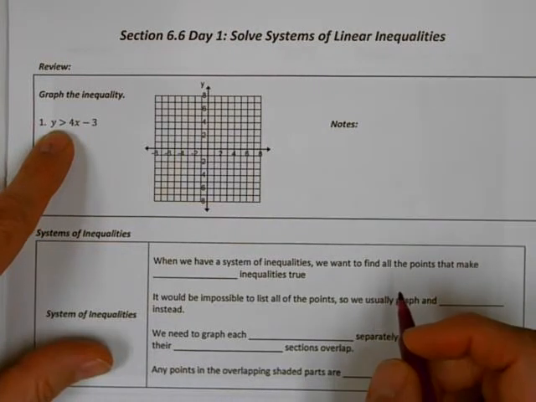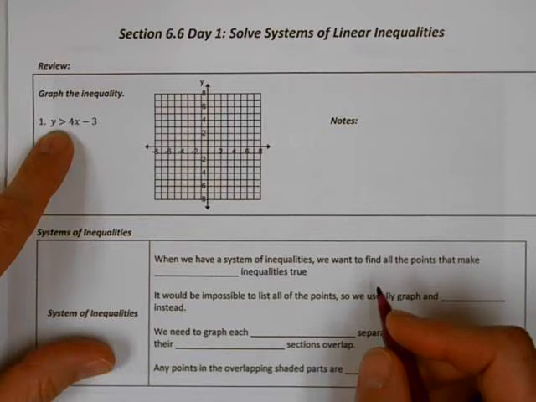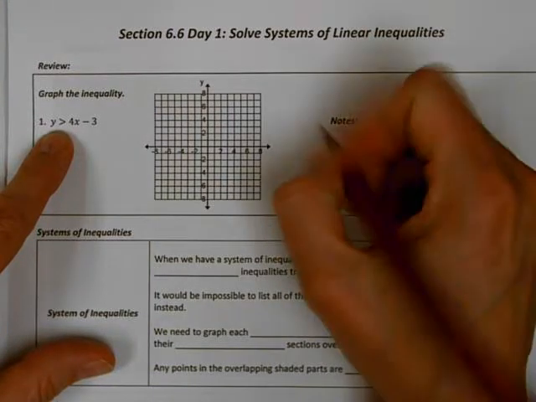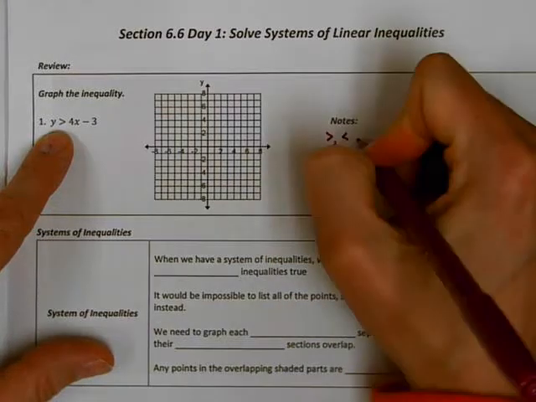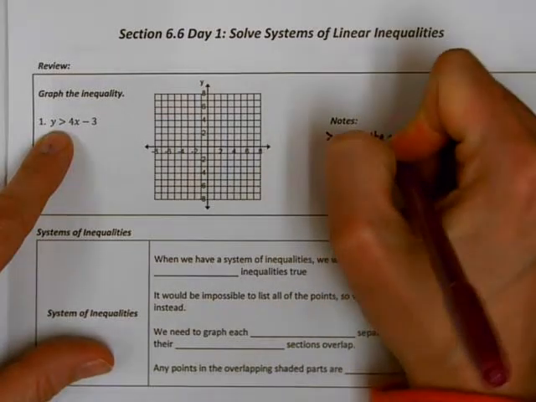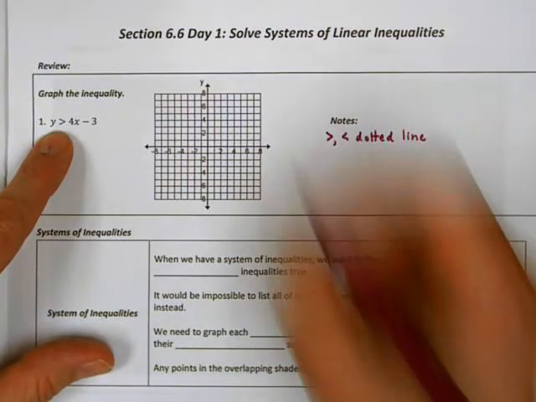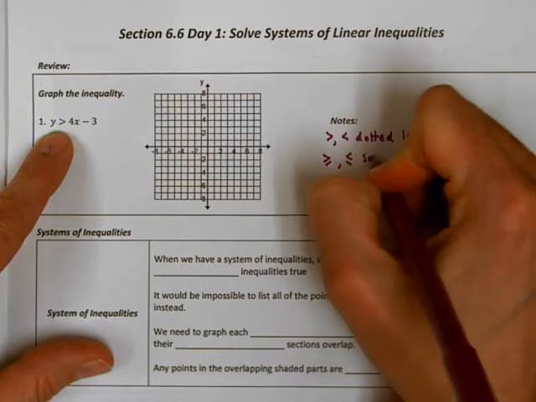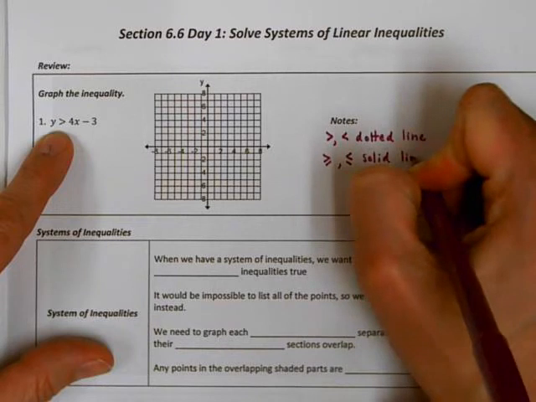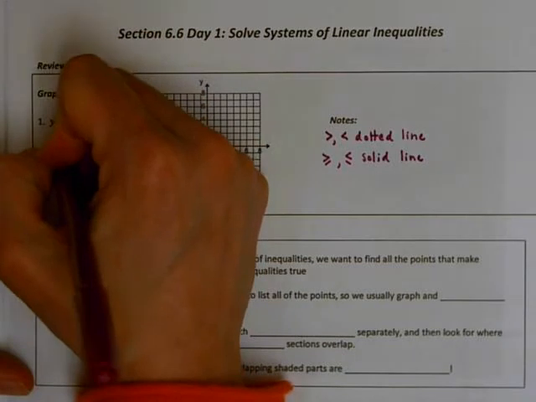If you think back, the first decision we had to make when we were graphing these inequalities was whether the line we draw is going to be solid or dotted. So if you remember back, we said if our symbol was greater than or less than, we were going to draw a dotted line. If our symbol is greater than or equal to or less than or equal to, we said we'd draw a solid line. So in this case, since I'm strictly greater, we know we're going to have a dotted line.